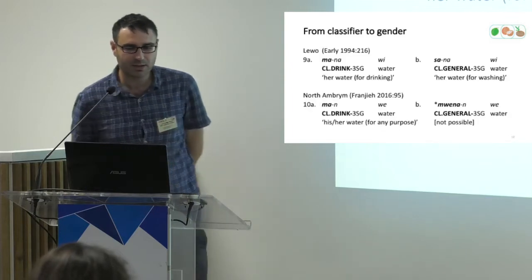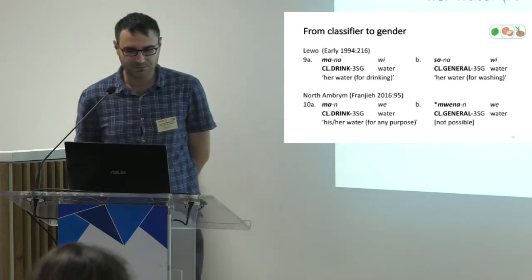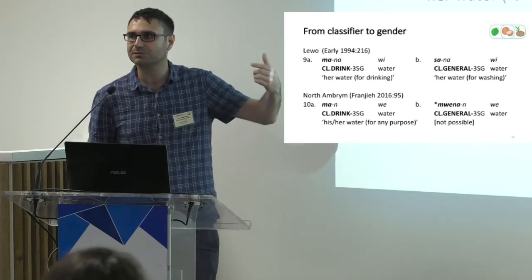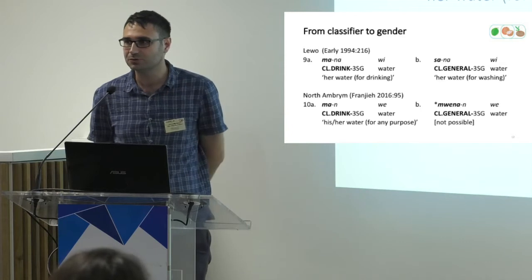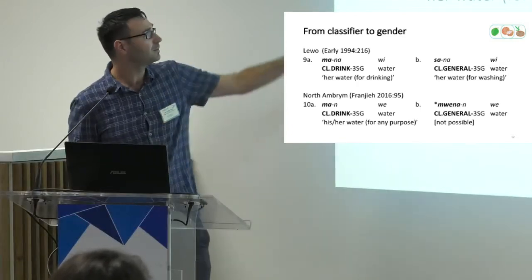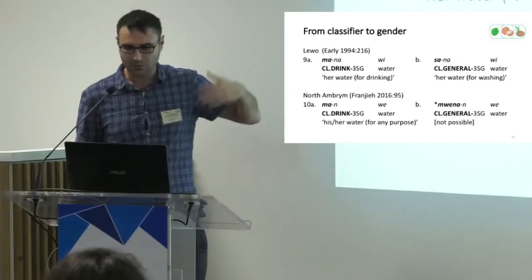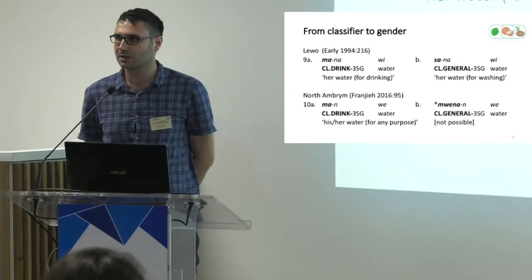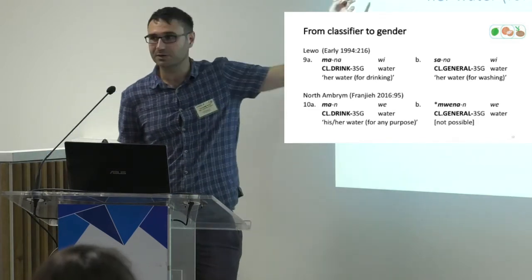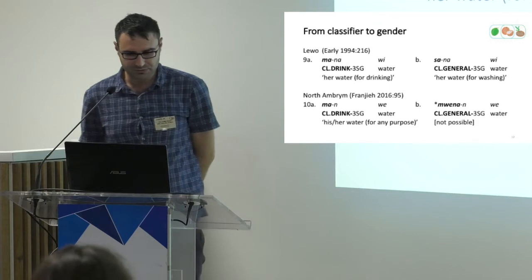In Lewo, in Epi, we have a very standard relational classifier system where the noun can be assigned to different classifiers dependent on your intentional use of the item. So we can have water that occurs with the drinkable classifier, her water for drinking, or if it's for anything else, it's her water, her general possessed water. So we have the different classifiers being used here to show the different intentional usage.